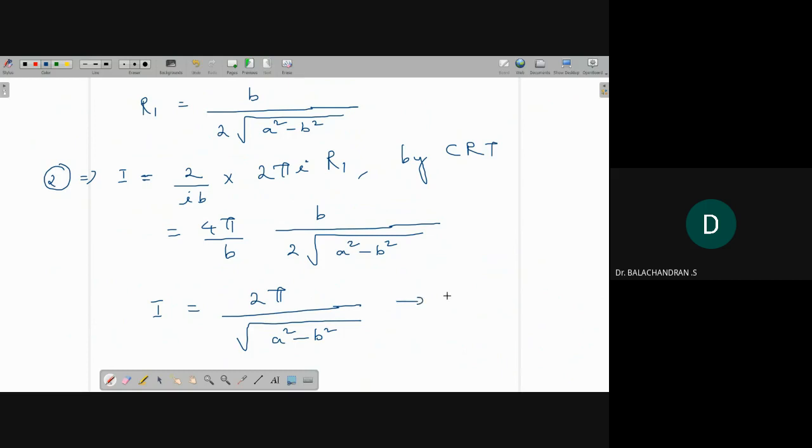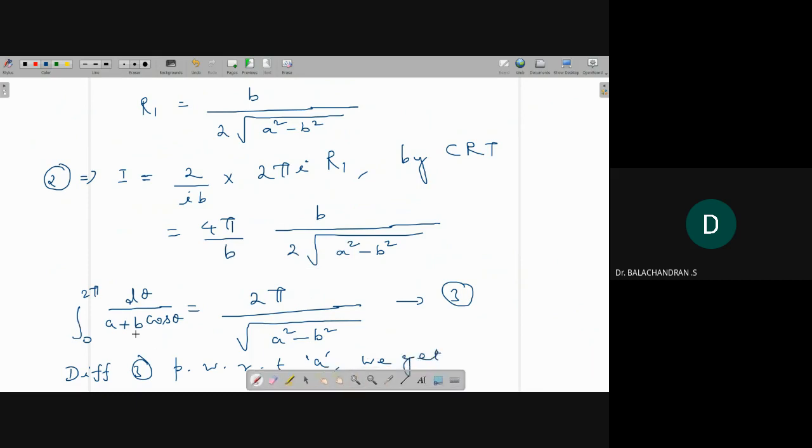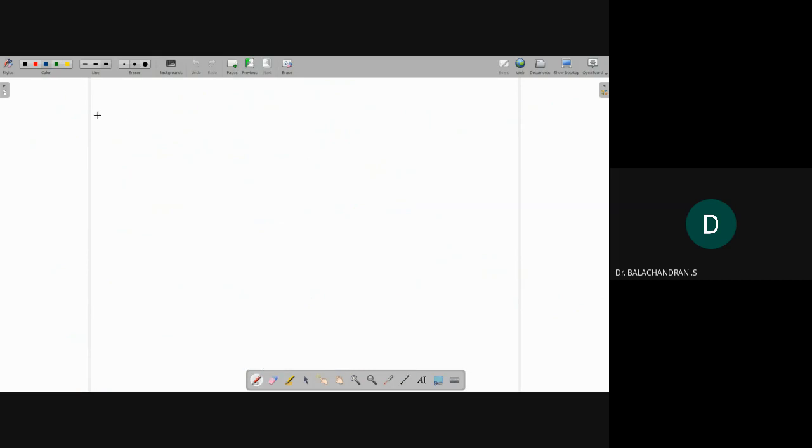I call this I. The left hand side is the problem, I will write integral 0 to 2 pi d theta divided by a plus b cos theta. Okay, so now differentiate equation 3 partially with respect to a. So you can interchange differentiation and integration.